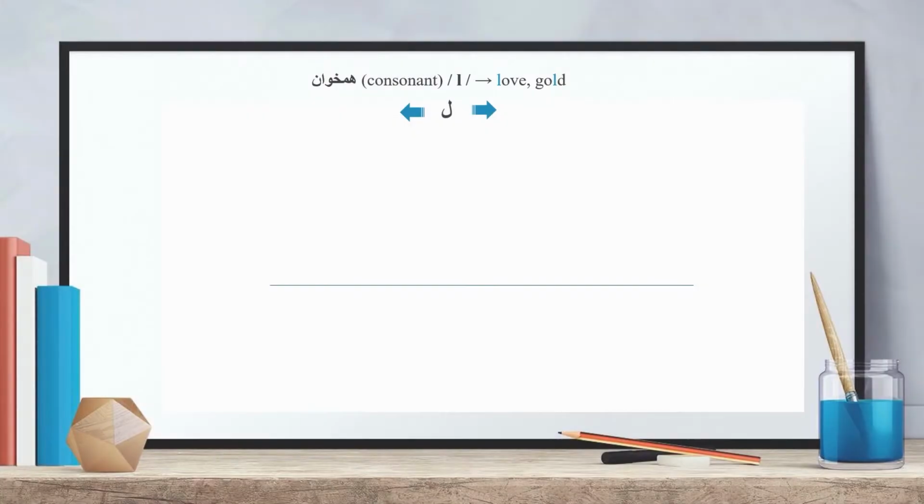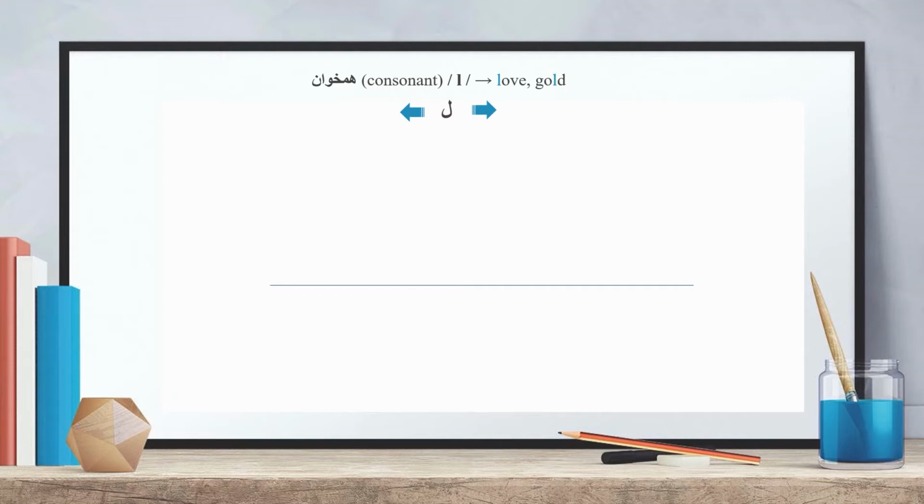So now let's start with our first consonant, le. And here we have my favorite letter. Do you know why? Because my name has 2 of these letters in it. Can you guess what this letter actually is? Yes, this is le. Le as in the English words love, goal, or as in Layla.